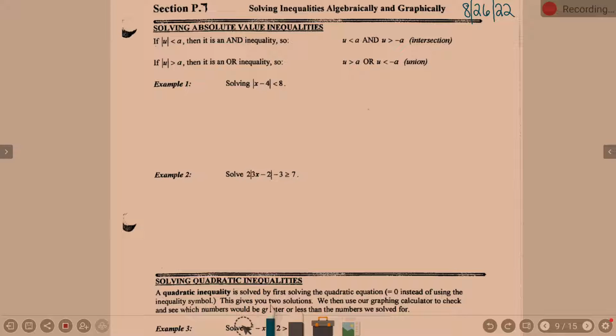So if you start with a less than sign, then it becomes an and inequality. So if it's a less than sign, you use the and symbol.